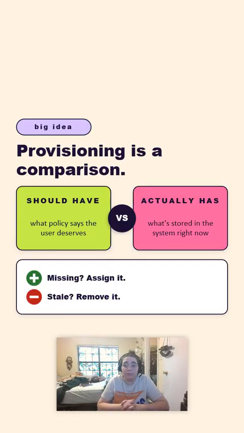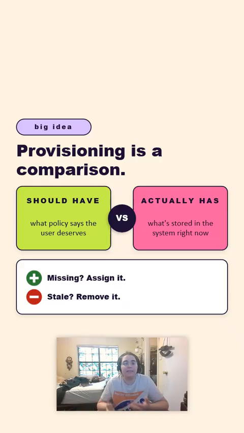The pattern that we mentioned is comparison itself. The app keeps two lists for each person. One is what they should have based on the rules, and the other is what they actually have based on what's in the database. Every time a new HR file comes in, the app puts those lists side by side and then looks for the differences. If something is missing from the actual list, it gets added.